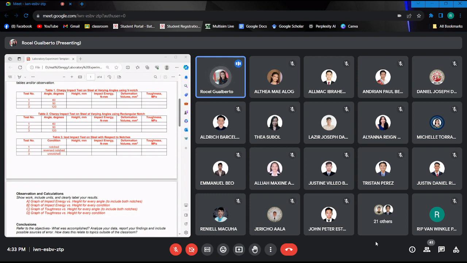Okay, ibig sabihin po nun, yung pong may label na F, doon po mismo sa face, kung saan may notch, yun po doon tayo mag-strike. Okay? Ito naman pong isa, yung reverse po, doon sa back naman po, doon po tayo mag-strike po nung atin na pendulum.